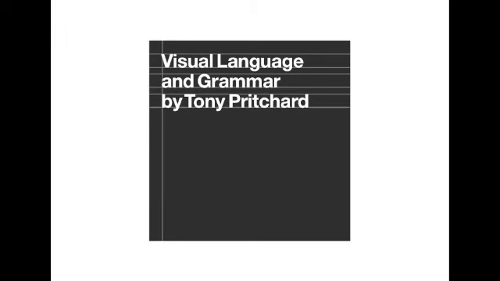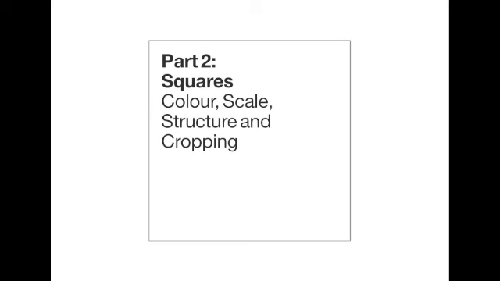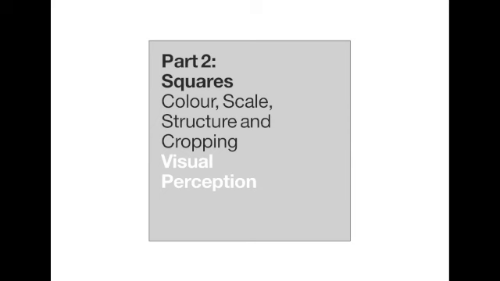Welcome to the second episode of Visual Language and Grammar. In part 2, we're going to be looking at squares and how through use of colour, scale, structure and cropping we can alter our visual perception.